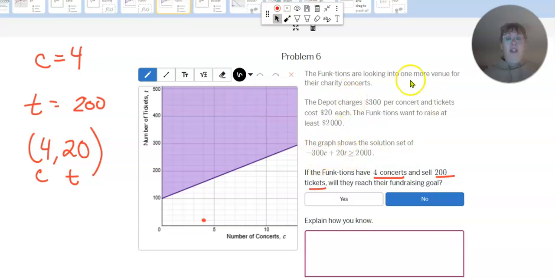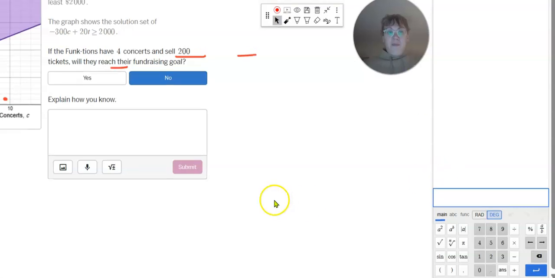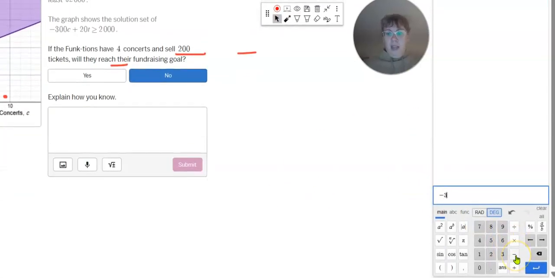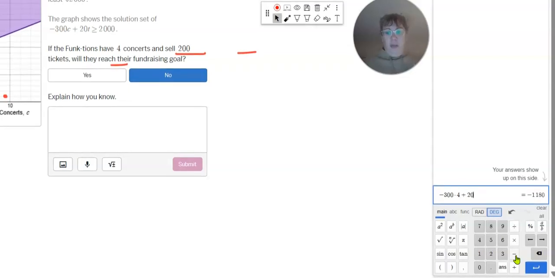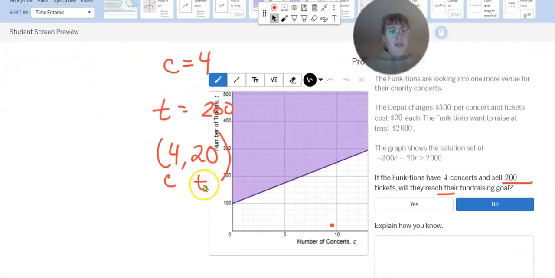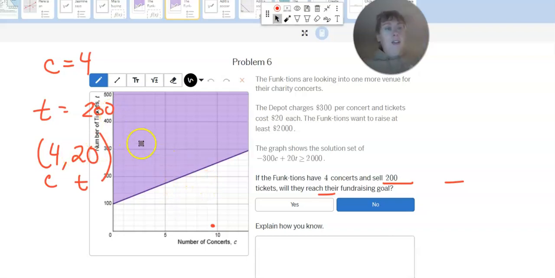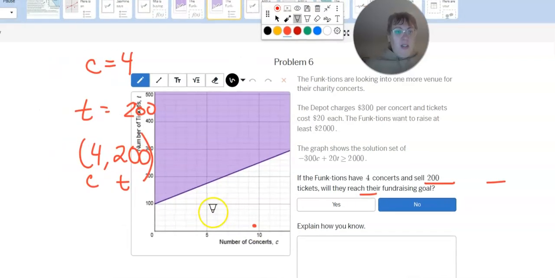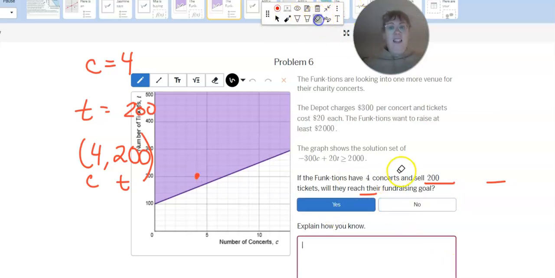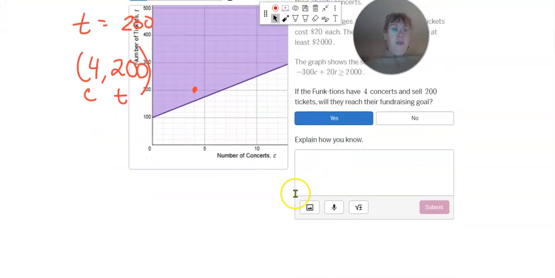And we could also plug this into our inequality by doing negative 300 times 4 plus 20, how many tickets was it? 200? Oh, I wrote the point wrong. Ha, good thing I checked that. So wait, it's 200, not 20. So, my bad. Wait, let me look. So 4, 200. Oh yeah, that's in the goal. It's right here. Whoopsies. That is in the solution set. I missed a 0. So, yeah, it's in the purple shaded area, so it will totally work.